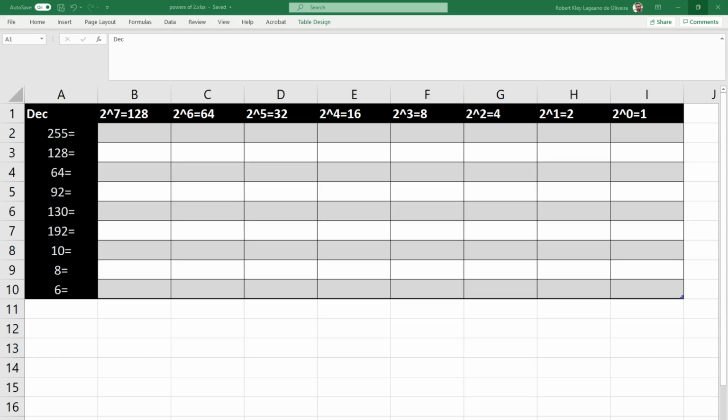Okay? In order to do this, there are many ways. Some people like to take a decimal number, for example 255, and divide it by 2. They divide this number by 2, check the remainder, and keep dividing the number by 2 every single time until they find a 0 or a 1. Then they take all of those remainders, and those remainders represent the binary version of the number.